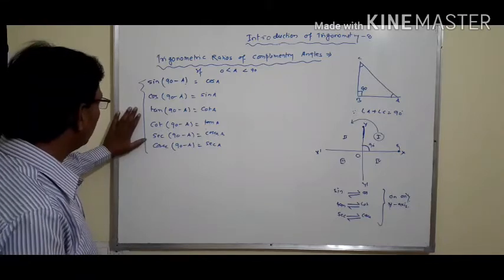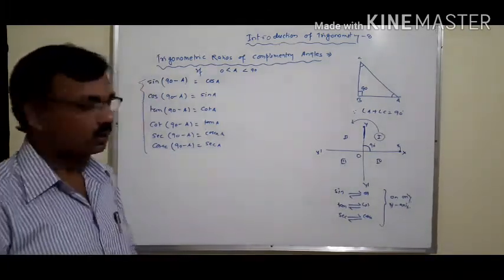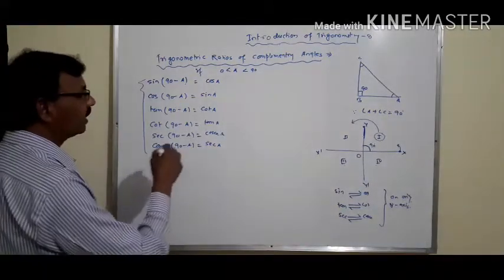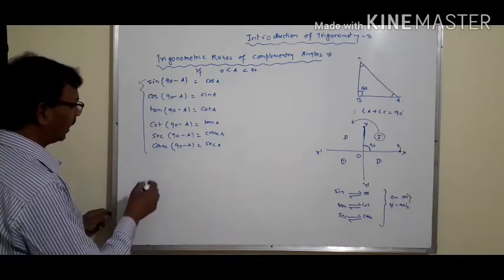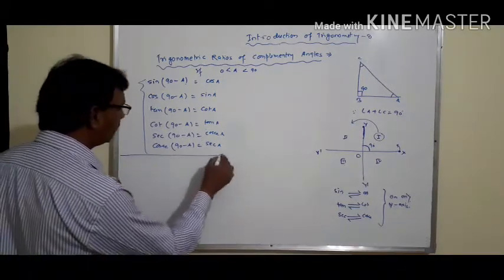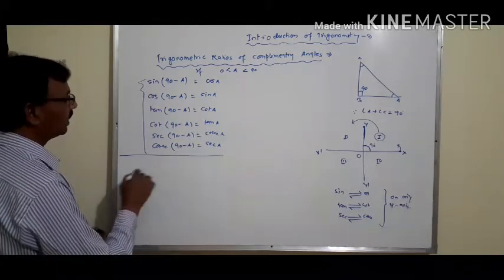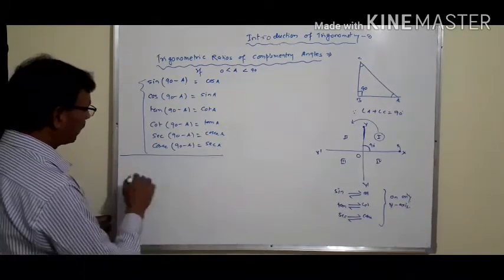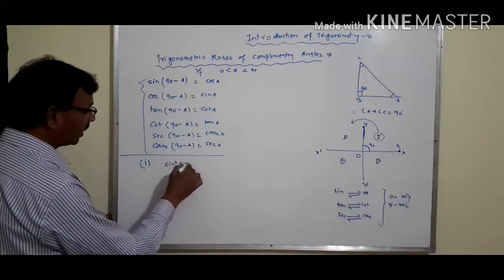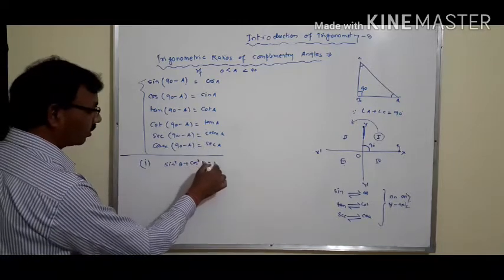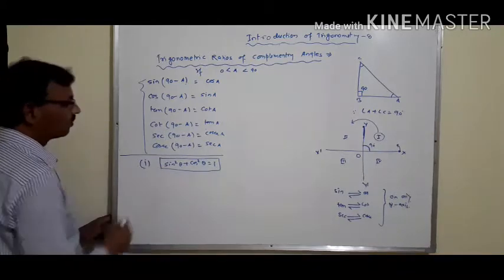Now we will discuss another type of trigonometric ratios. That means there is a relation between two or more trigonometric ratios at a time. I write here. These are very important trigonometric identities. First is sin square theta plus cos square theta equals 1. This is the original form of this identity.